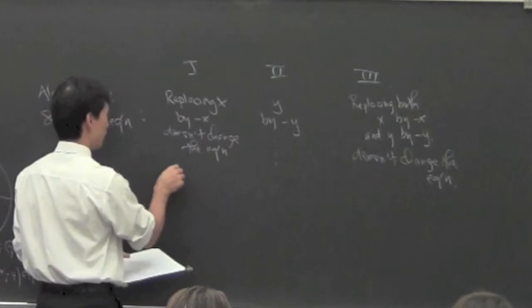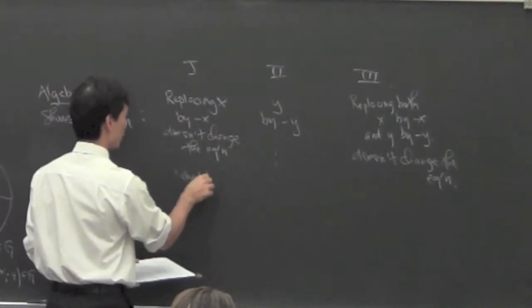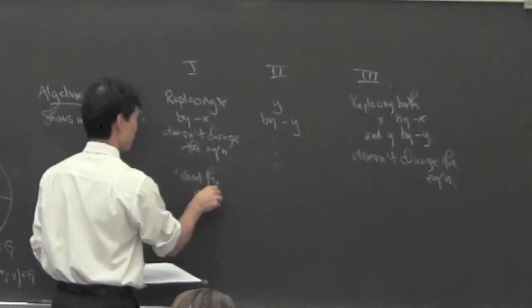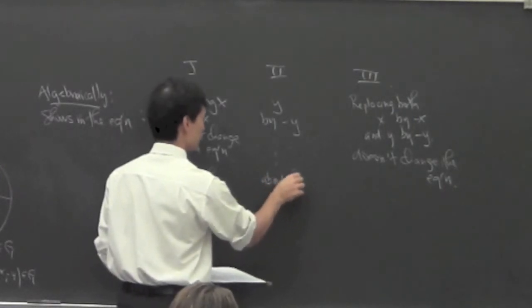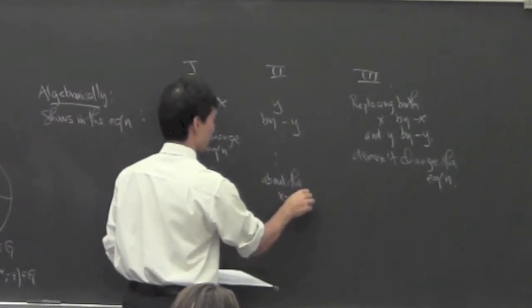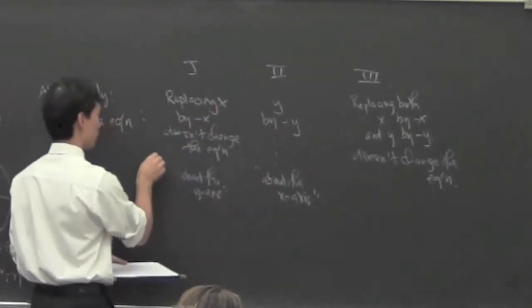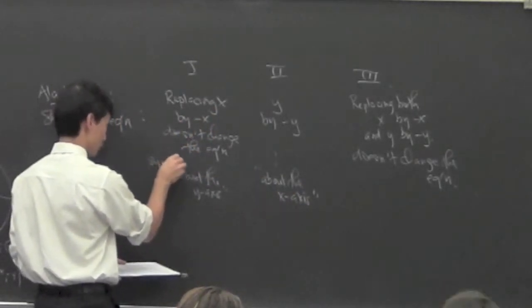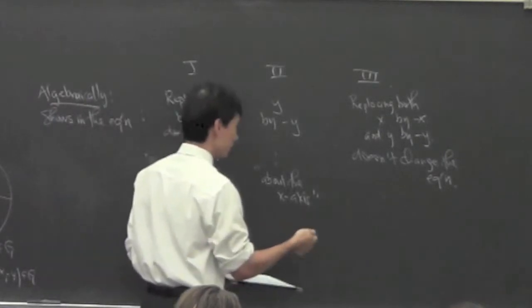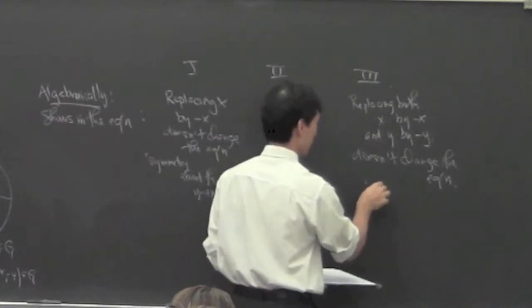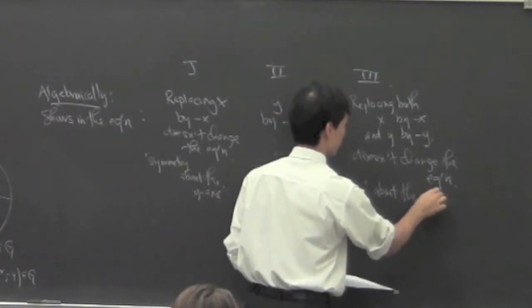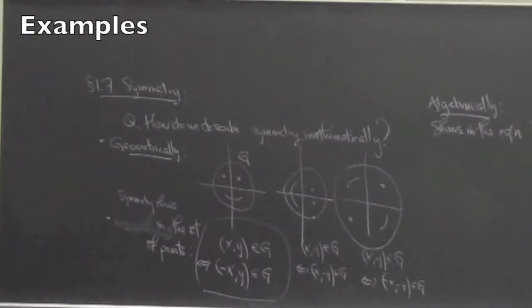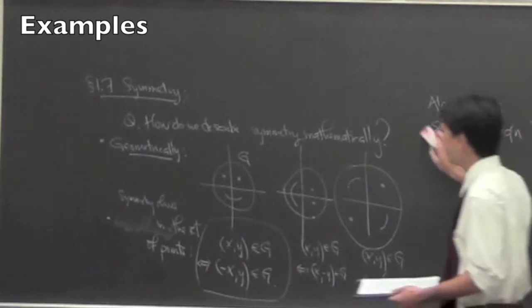Symmetry about the y-axis, symmetry about the x-axis, and about the origin. So let me just do some examples.